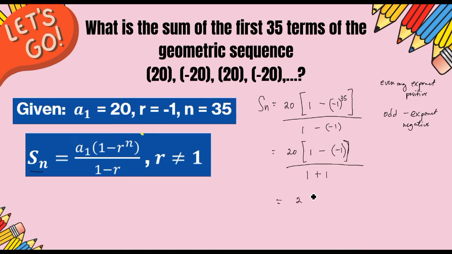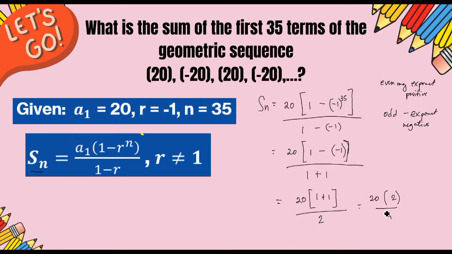Then, we will have 2. Then, unahin natin yung nasa loob. 1 minus negative 1. So, negative, negative. Positive pa rin po. 1 plus 1. Then, we will have all over 1 plus 1 is 2. Okay? And then, we will have 20 times 1 plus 1 is 2 over 2.